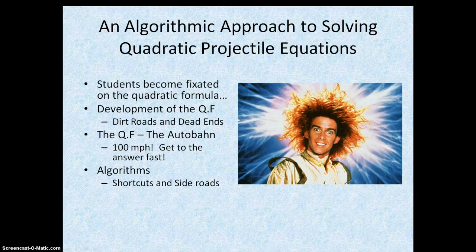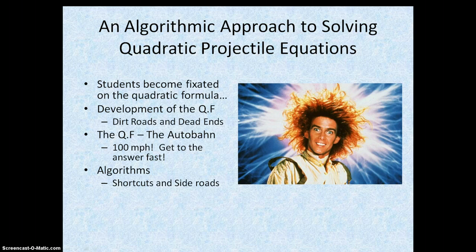They will use the quadratic formula even when it's easier to factor. They will also use it when you can take the square roots of both sides to solve. That's where the algorithms come into play. Algorithms allow us to create shortcuts and side roads. Why take the interstate if your destination is down the street? Why use quadratic formulas when you can easily factor? This brings me to my algorithmic approach in the classroom.